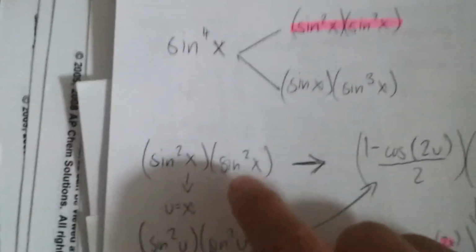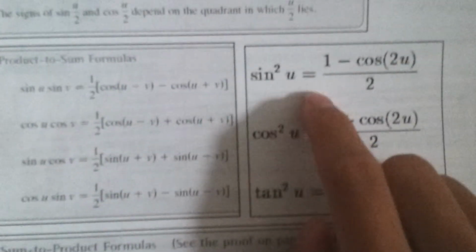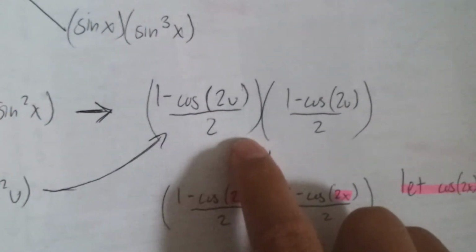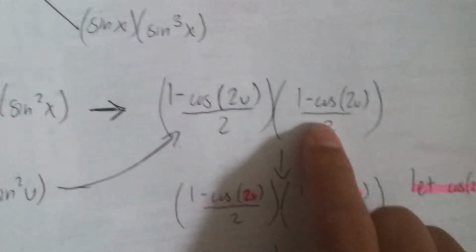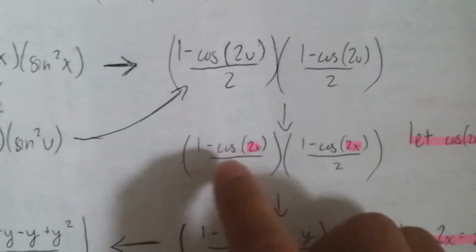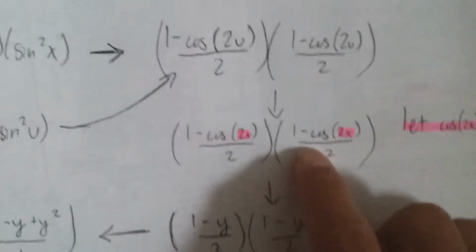We're going to drag it down here, let u equal x, so it becomes sine squared u times sine squared u. Now it looks much more familiar to this right here. We're going to plug this in for our sine squared u for both of them, and it's going to turn out like this: 1 minus cosine 2u divided by 2 times the same thing. Now we're going to plug in x for every u. So right here, now it becomes 1 minus cosine 2x divided by 2 multiplied by the same thing.